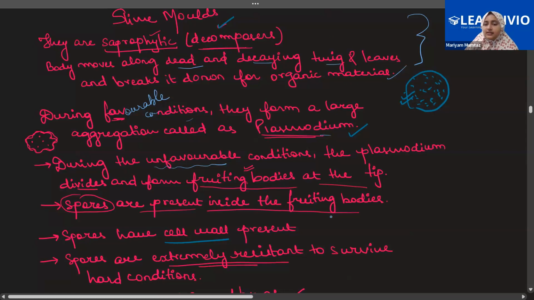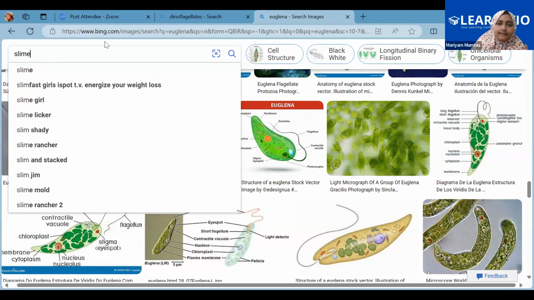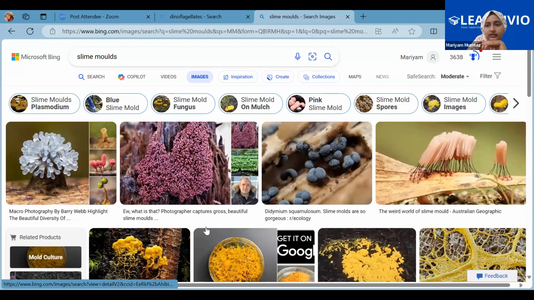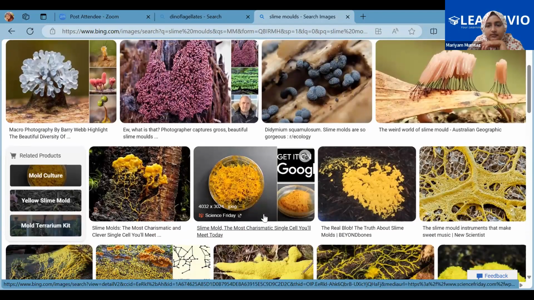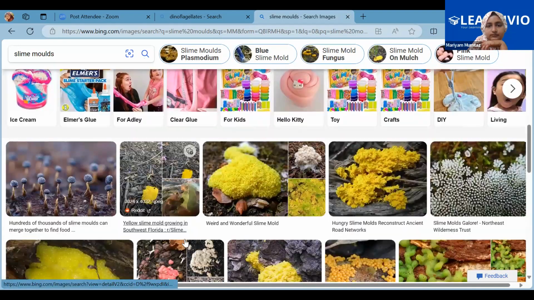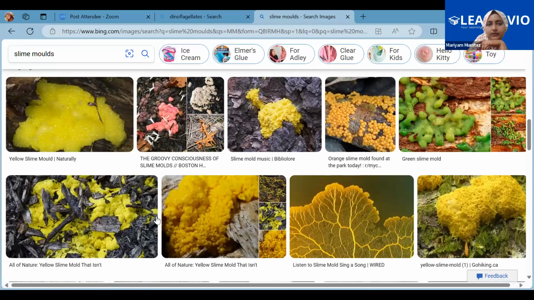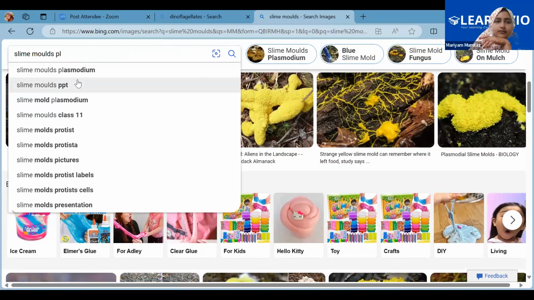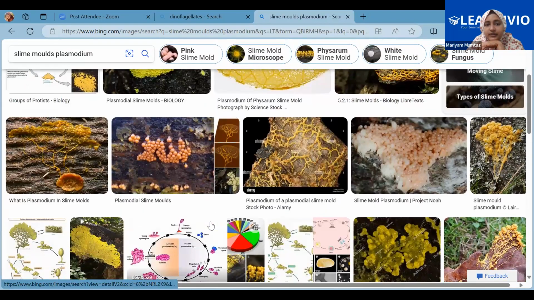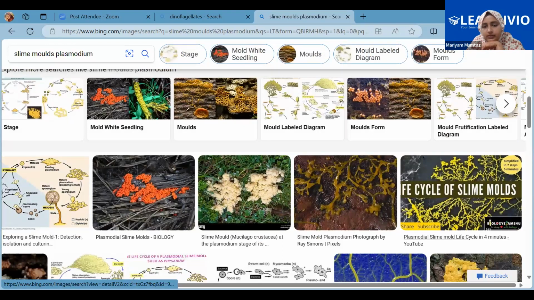Now, let us see about the plasmodium as well. This is how they look. They look very unique. See, this aggregation that you're seeing, this whole structure, that is a plasmodium. It will be producing spores, because of which new organisms can be made. Okay, now I'm moving forward.